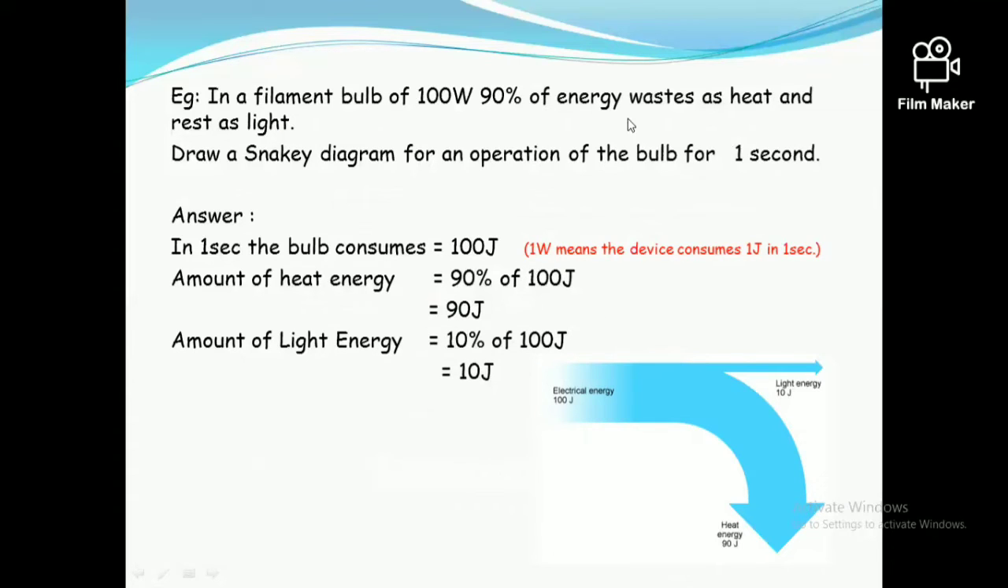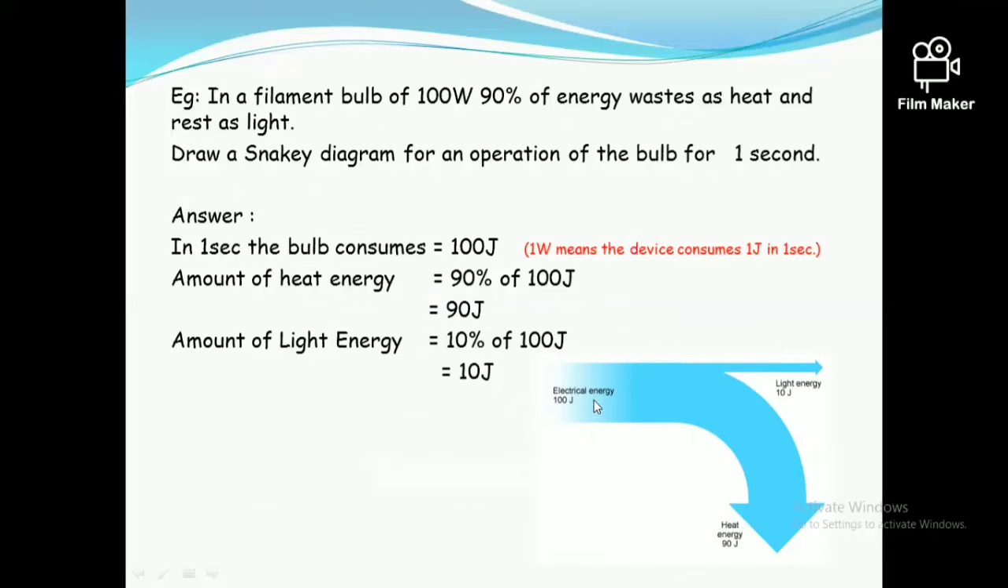Out of this 100 joules, 90% is wasted as heat. So the amount of heat energy would be 90% of 100 joules. Therefore, the amount of heat would be 90 joules. And if 90% of energy is wasted as heat, 10% would be converted into light. So 10% of 100 joules is 10 joules. Then the input is 100 joules. The output would be in two forms: heat energy of 90 joules and light energy of 10 joules.